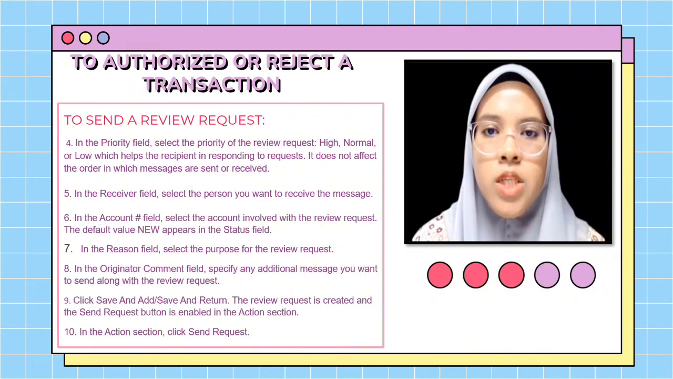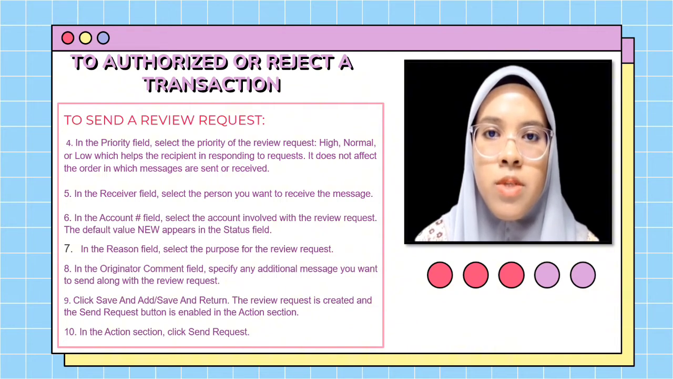Number 4, in the priority field, select the priority of the review request: high, normal, or low, which helps the recipient in responding to the request. It does not affect the order in which messages are sent or received. Number 5, in the receiver field, select the person you want to receive the message. Number 6, in the account number field, select the account involved with the review request.